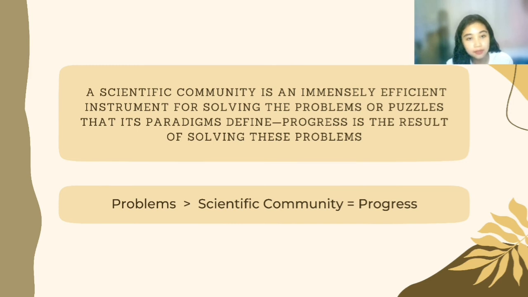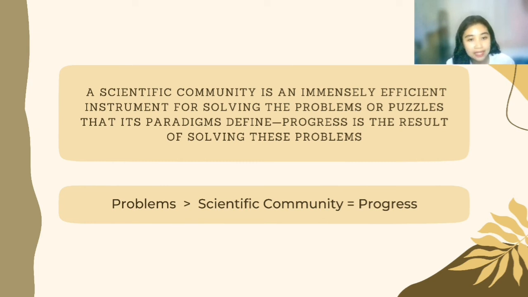Progress is the result of solving these problems. We could relate this to what I've said earlier, that normal science progresses because members of a mature scientific community work from a single paradigm or from a closely related set, and because different scientific communities seldom investigate the same problems. Kuhn also took issue with Karl Popper's view of theory testing through falsification.